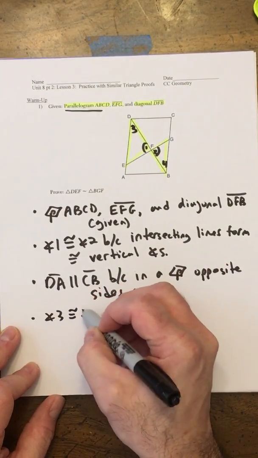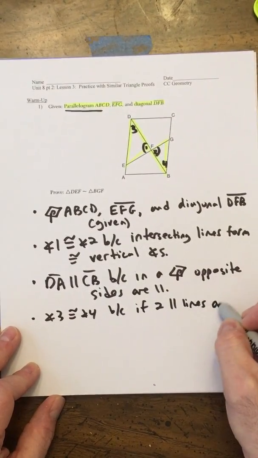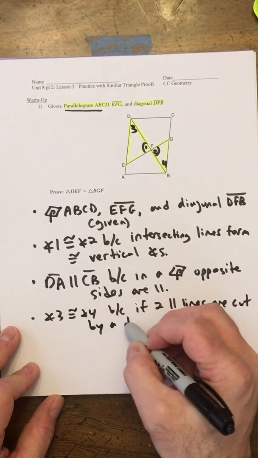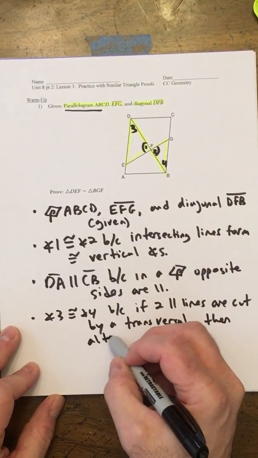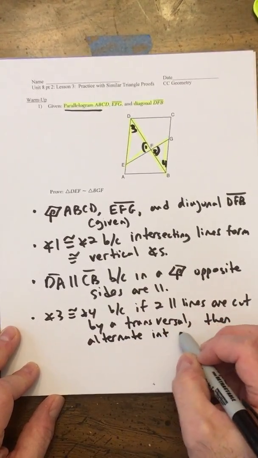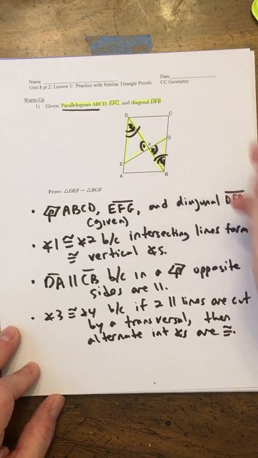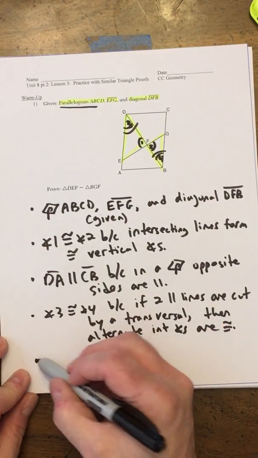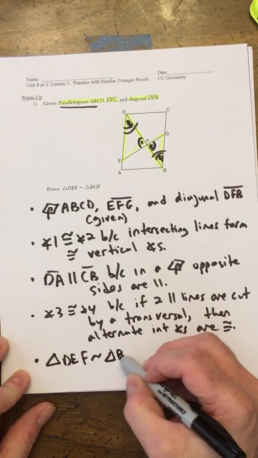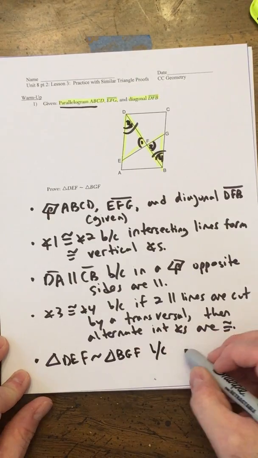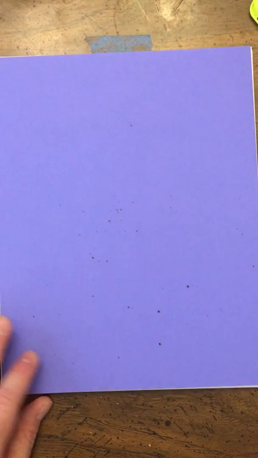Angle 3 is congruent to angle 4 because if two parallel lines are cut by a transversal, then alternate interior angles are congruent. Now we have more than enough information to prove that the triangles are similar. Finally, triangle DEF is similar to triangle BGF by angle-angle similarity. Okay? That was the first proof. Let's take a look at the next proof.